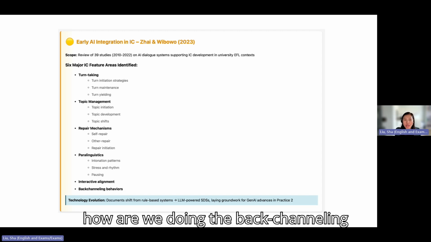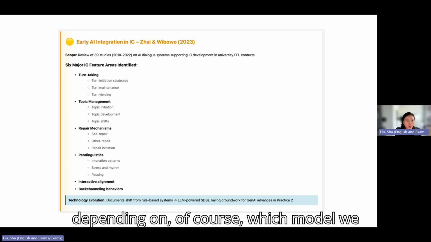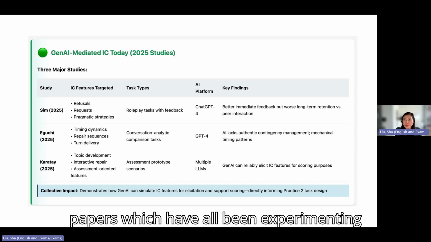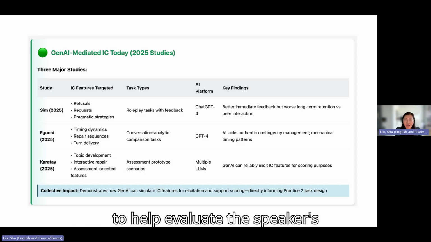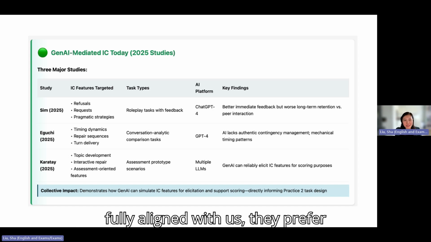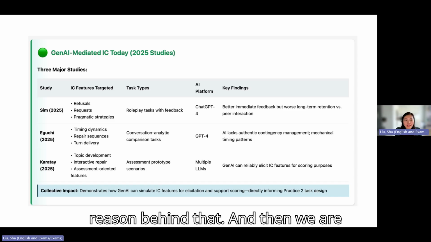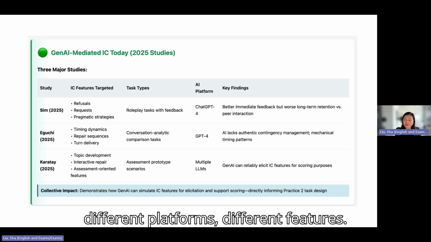And at the same time, how were we doing the back channeling behaviors, like by accommodating the AI features, depending on, of course, which model we were using. And if we even move the time closer to today, these are all 3 papers which have all been experimenting using AI-aided speaking assessment tools to help evaluate the speaker's performance. And we can see that, again, fully aligned with us, they prefer the ChatGPT platform. I guess now we know the reason behind that. And then we were looking at different aspects of IC features again. Different tools, different platforms, different features.